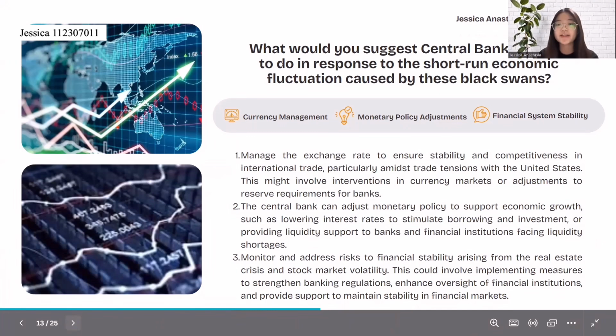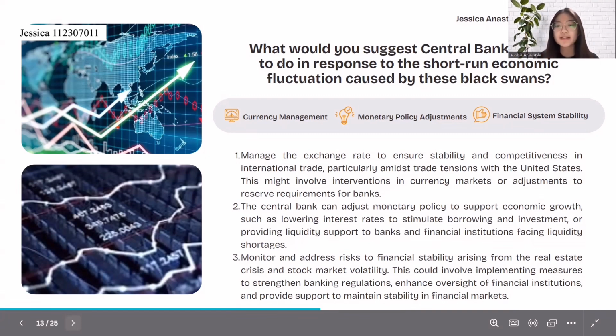And the second one is monetary policy adjustment. The central bank can adjust monetary policy to support economic growth, such as lowering interest rates to stimulate borrowing and investment, or providing liquidity support to banks and financial institutions facing liquidity shortages.